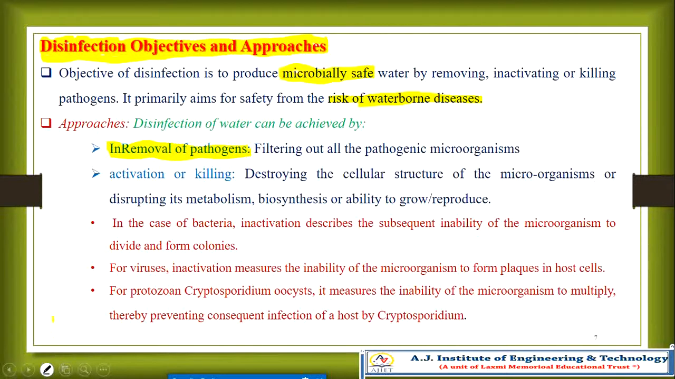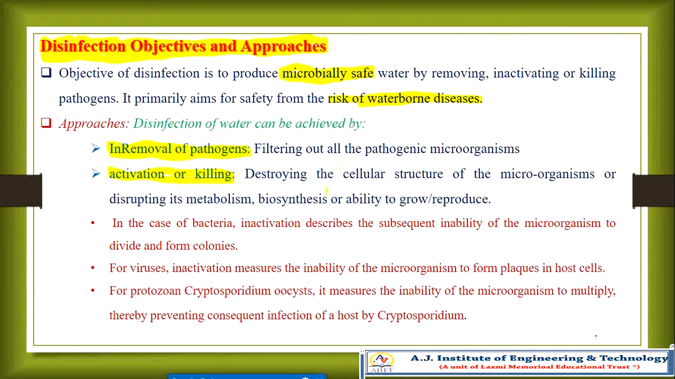All pathogenic microorganisms. Okay, that is filtering all pathogens. That is called removal of pathogens. This is one approach. The second approach is inactivation or killing.